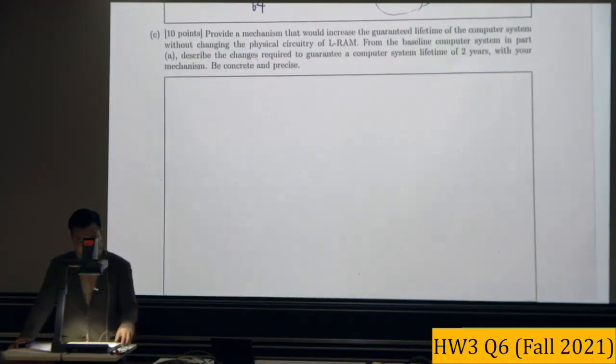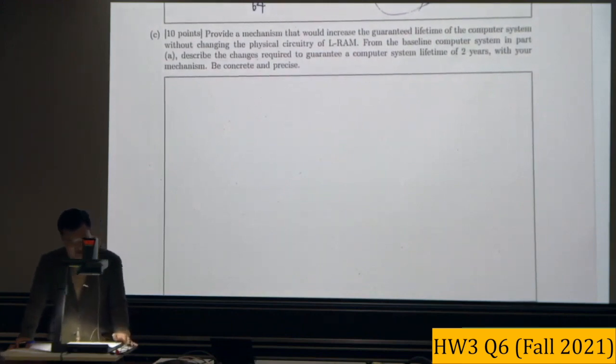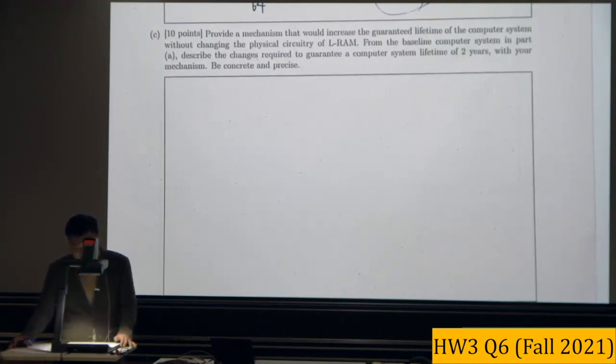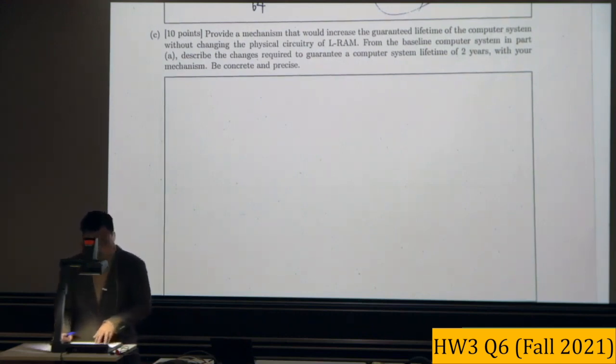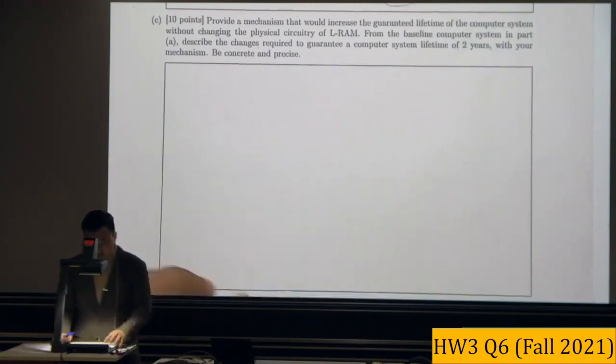Okay, the final question is, provide a mechanism that would increase the guaranteed lifetime of the computer system without changing the physical circuitry of LM. From the baseline computer system in part A, describe the changes required to guarantee a computer system lifetime of 2 years with your mechanism.